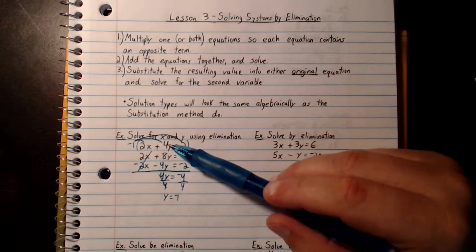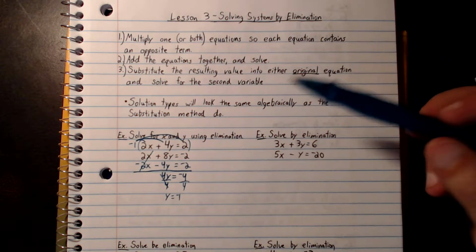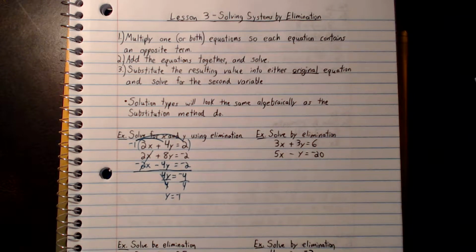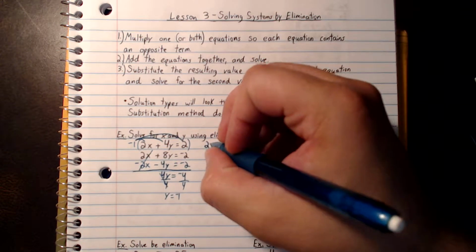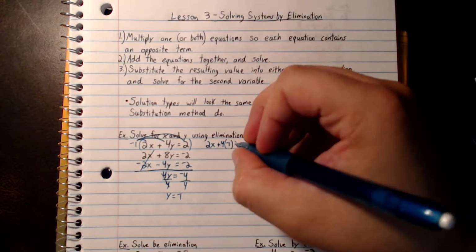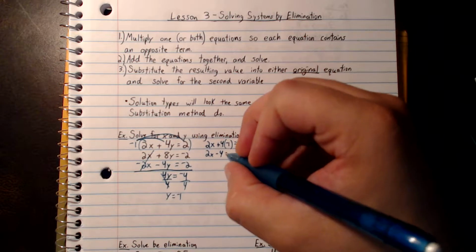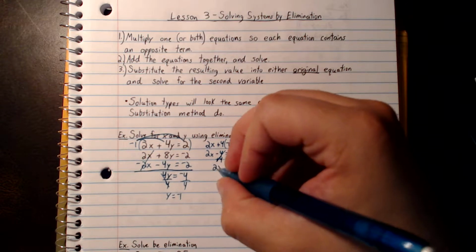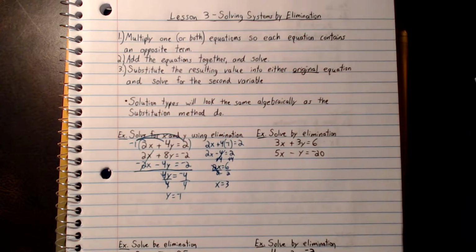Now we need to pick either one of these equations to substitute our y value in and solve for x. It really doesn't matter as long as we use one of these original equations. I don't want to use this because I might have made a mistake somewhere. I'd rather use what I know is correct. So we'll use the top one. 2x plus 4 times y, which is negative 1, equals 2. Let's see, negative 1 and 4 becomes negative 4. We'll have to add 4 to both sides and then divide by 2. That gives us x equaling 3.